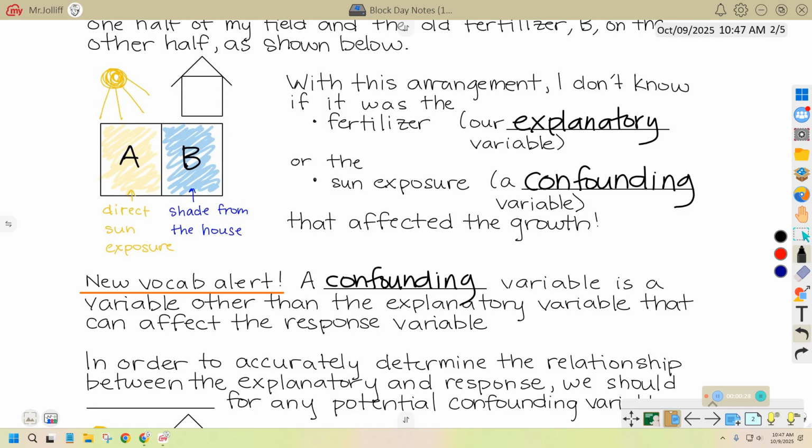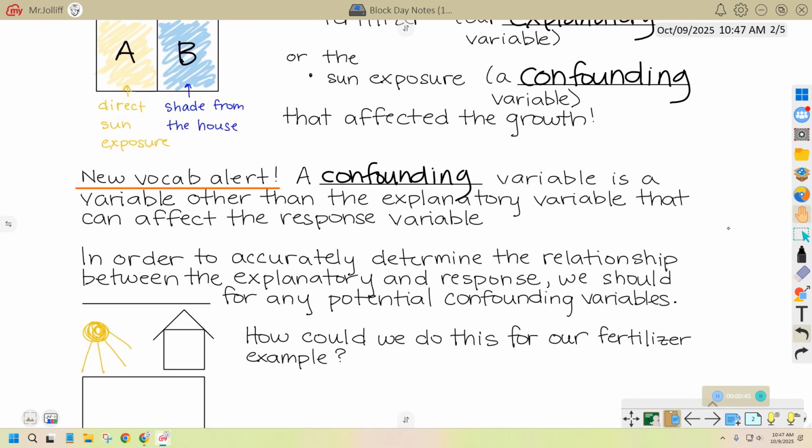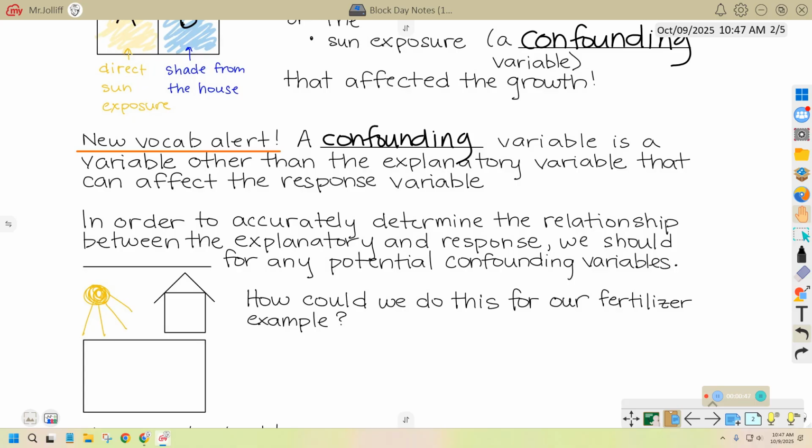These are all things that we have to consider as researchers as we're planning our study, because what we want is to isolate the effect of the explanatory on the response. And all those confounding variables are going to make that more difficult. So in order to accurately determine the relationship between the variables we are interested in, we need to control for any potential confounding variables.